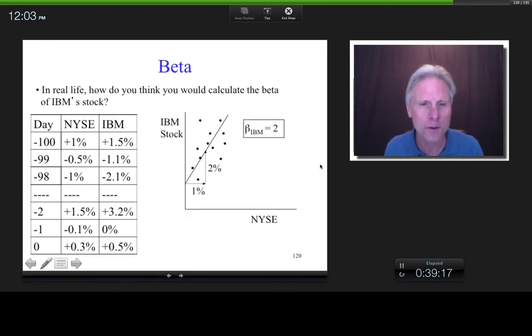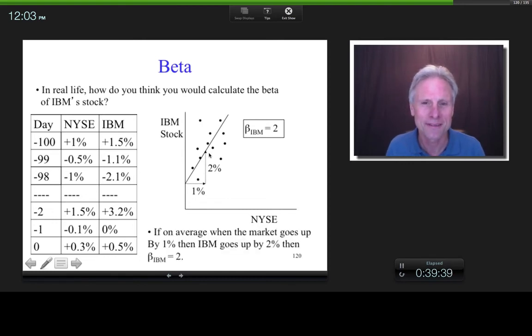Could I basically plot a graph? Here's all these points, and the line that most closely fits between those two. If it turned out that on average, when the market went up by 1, IBM went up by 2, then what would be the beta of IBM? It would be 2, right?